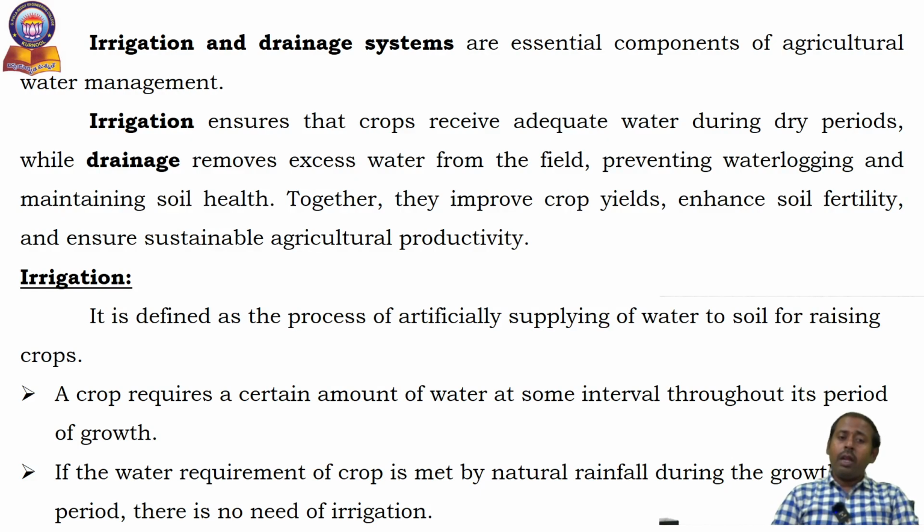If the water requirement of the crops is met by natural rainwater during the growth period, there is no need of irrigation for the agriculture field. Whenever the agriculture field is developed with rains only, then the irrigation system is not required. But according to our situations, the rain does not occur continuously throughout the year. So according to that condition only, the irrigation system is developed for the development of the agricultural field.